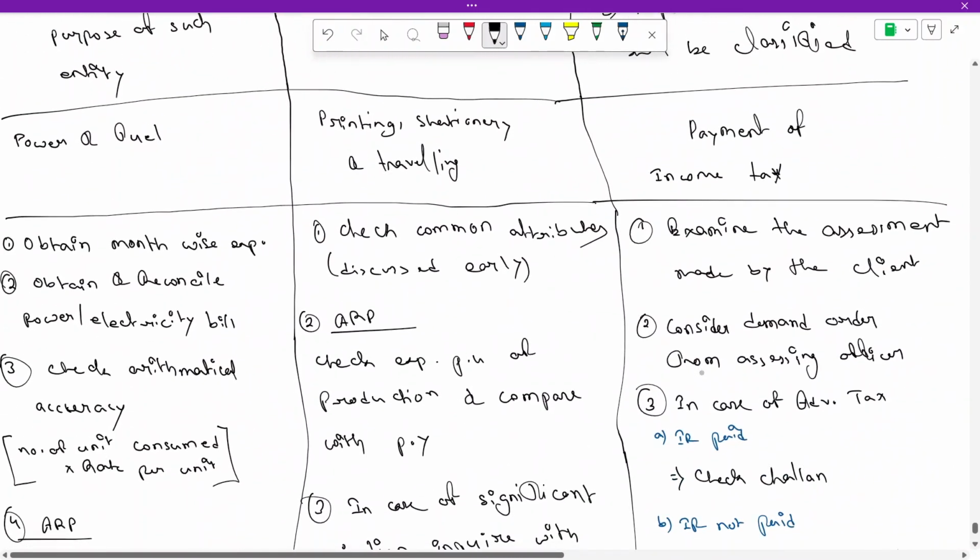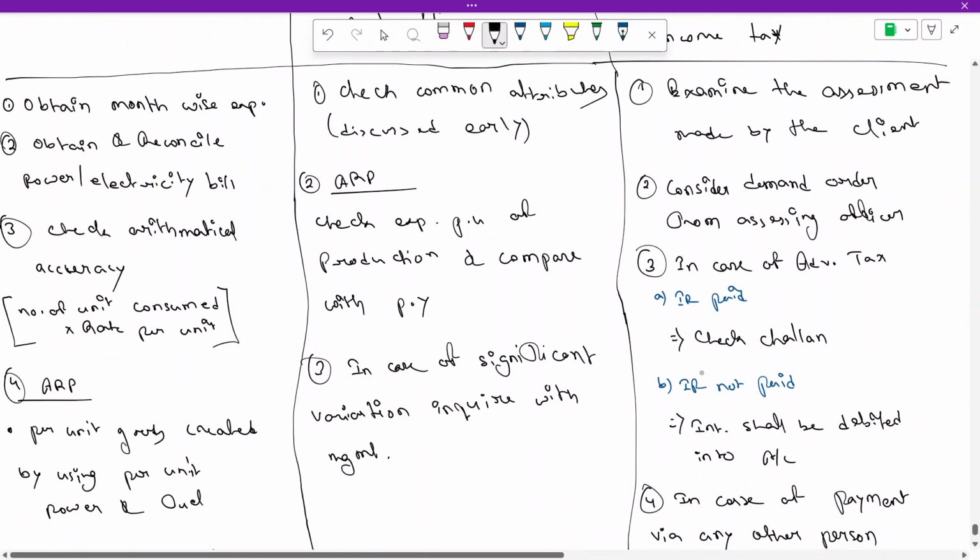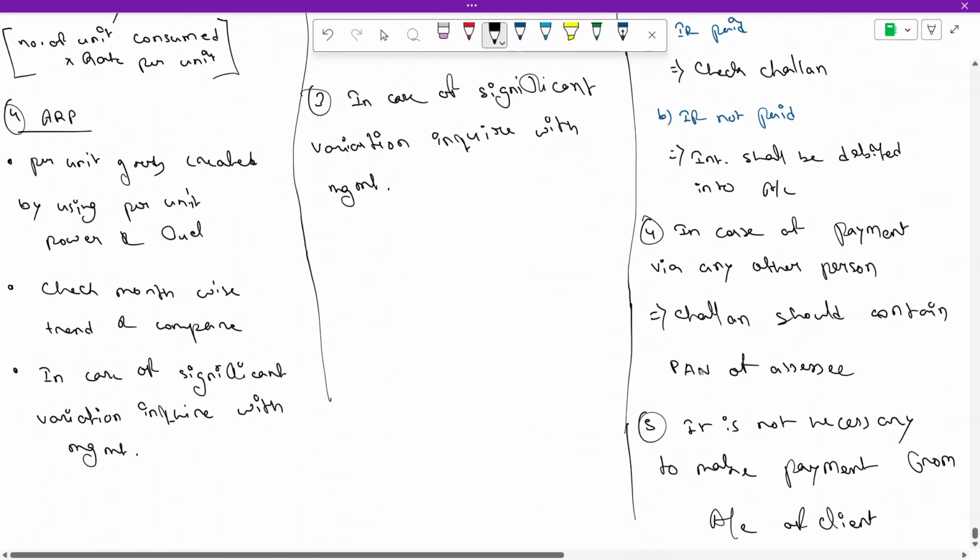So for auditing of power and fuel, obtain month-wise expense, obtain and reconcile the power and electricity bill, and check arithmetical accuracy with regard to analytical review procedure. Compare per unit goods created by using per unit power and fuel, check month-wise trend and compare, and in case of significant variance, inquire with management.